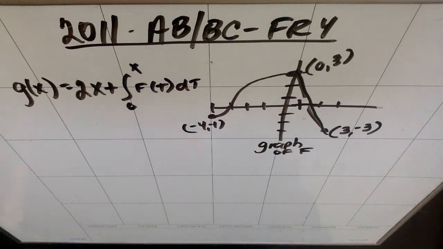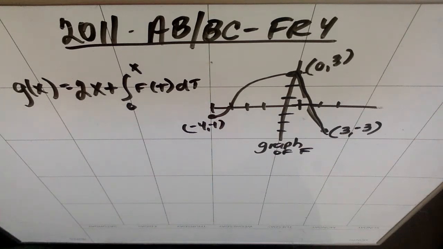We are back at AP Review. This is 2011 AB BC free response 4. The continuous function f is defined for the interval from -4 to 3 inclusive. The graph of f consists of 2 quarter circles and 1 line segment as shown in this figure, but way better on the actual AP drawing.